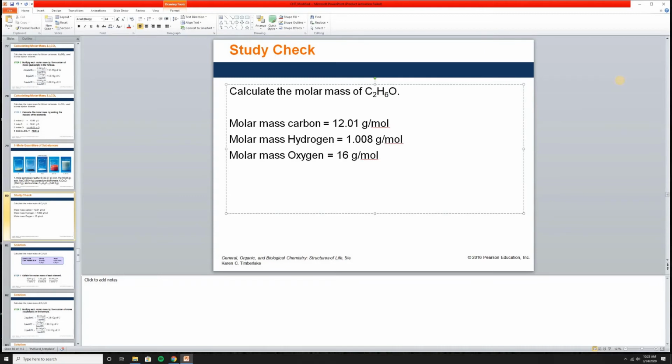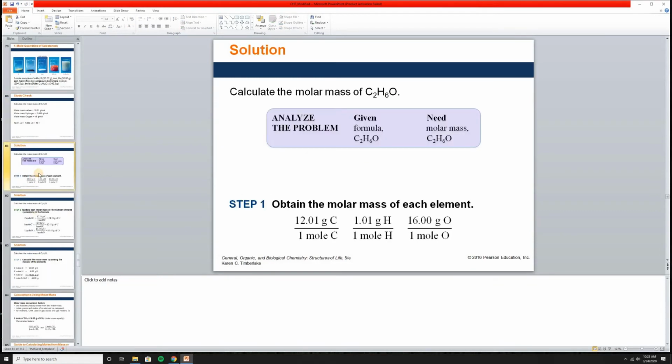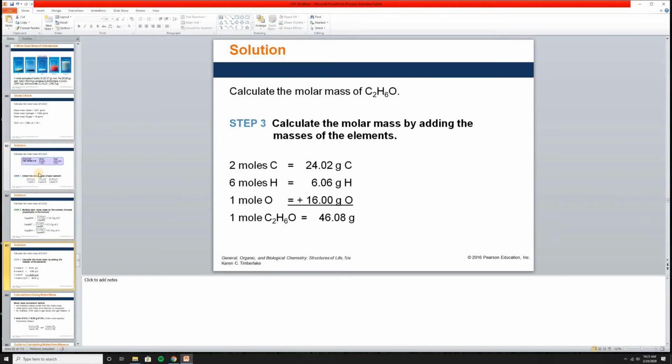Okay, so what we're going to do is we're going to add all these up. So we have 12.01 for the carbon times 2 carbons plus 1.008 times 6 for the hydrogens, plus 1 times 16, or just 16, and that is going to equal 46.08. All right, so that's our answer. So if we do all that math, we get 46.08. Okay, so that's how you do the molar mass. So now you guys should be comfortable with doing the molar mass of really any compound.